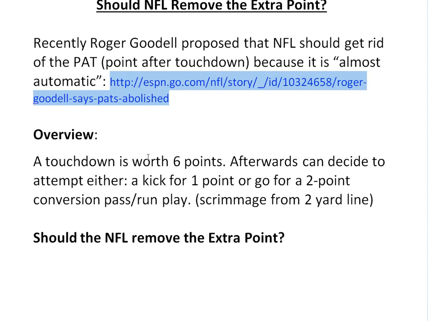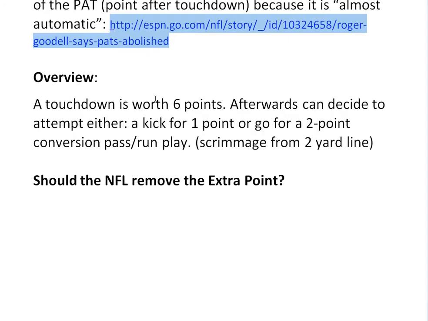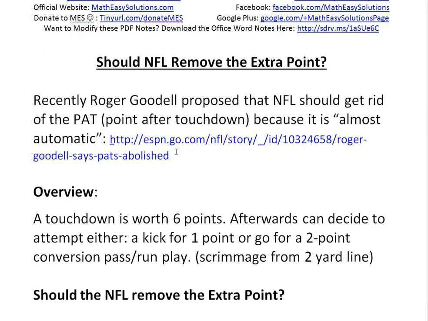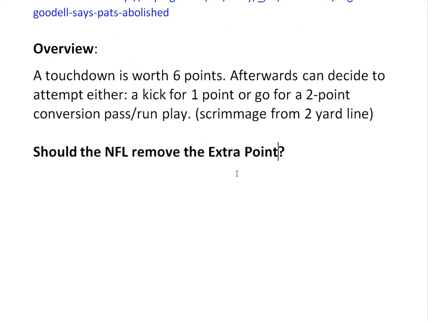I'll go over these notes right now. Basically, first of all, an overview of the extra point. A touchdown is worth 6 points, and then afterwards you can decide to either attempt a kick for 1 point or go for a 2-point conversion, which is usually just a pass or run play, and both of them use scrimmage from the 2-yard line. So now the question is, should the NFL remove this extra point? Well, he says it's almost automatic, but let's look at what the stats are over the years.